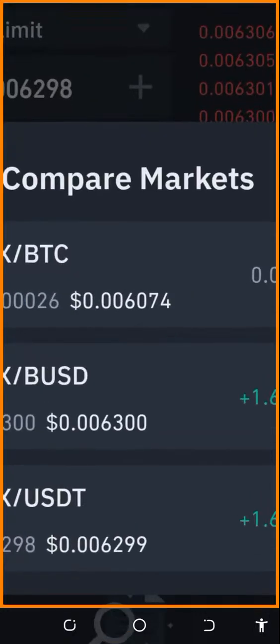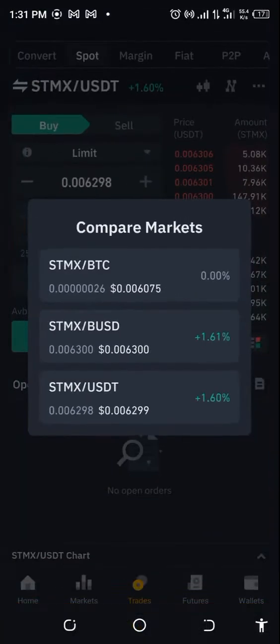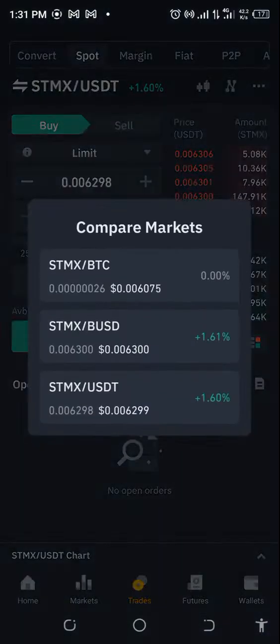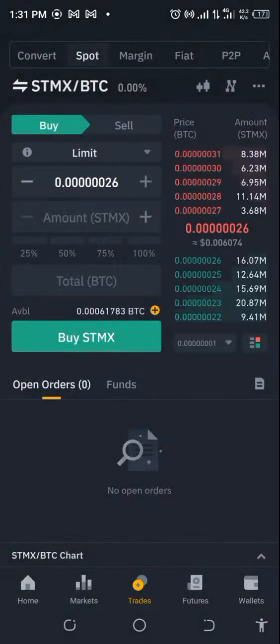So let's see the price. It's 0.006074, while on the others you can see the difference there. So let's see what we will do. This is, like I said, an experiment. It might work, it might not work. Okay, so let's get cracking. I'm going to go straight to using STMX BTC.